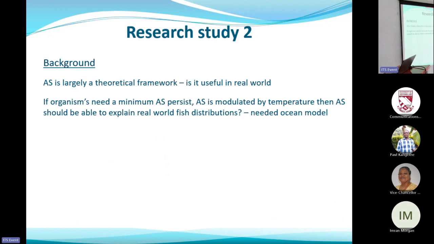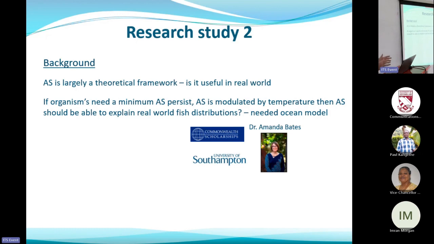So I had the idea that if organisms need a minimum level of aerobic scope to persist, and aerobic scope is moderated by temperature, then aerobic scope and temperature should be able to explain the real world distributions of fish species. But to do this, I needed a really high resolution and complex ocean model. I was fortunate enough to be awarded a Commonwealth scholarship during my PhD to go and complete it at the University of Southampton in the UK.